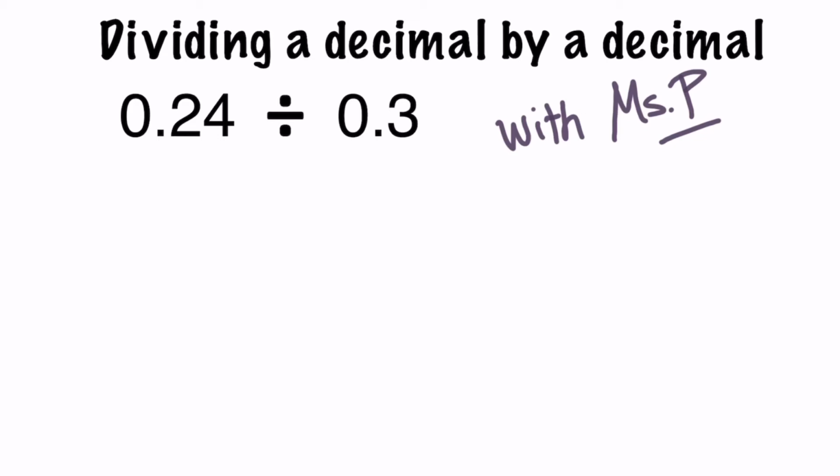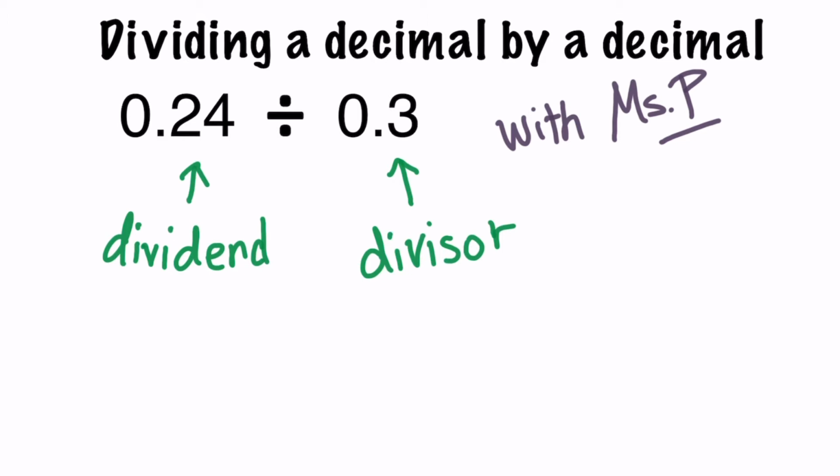Everyone, this is Miss P, and this is a review of dividing a decimal by a decimal using the problem 24 hundredths divided by 3/10. So whenever we have a problem that involves dividing decimals, the first thing we have to ask ourselves is: is the divisor a decimal? In this case, our divisor is 3/10 and our dividend is 24 hundredths. Both of the numbers in this division problem are decimals, but we always should just double check that divisor.